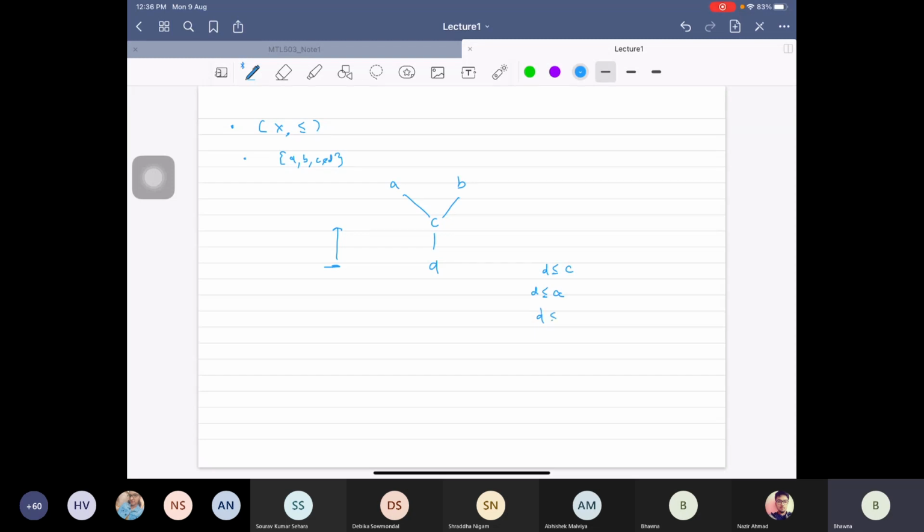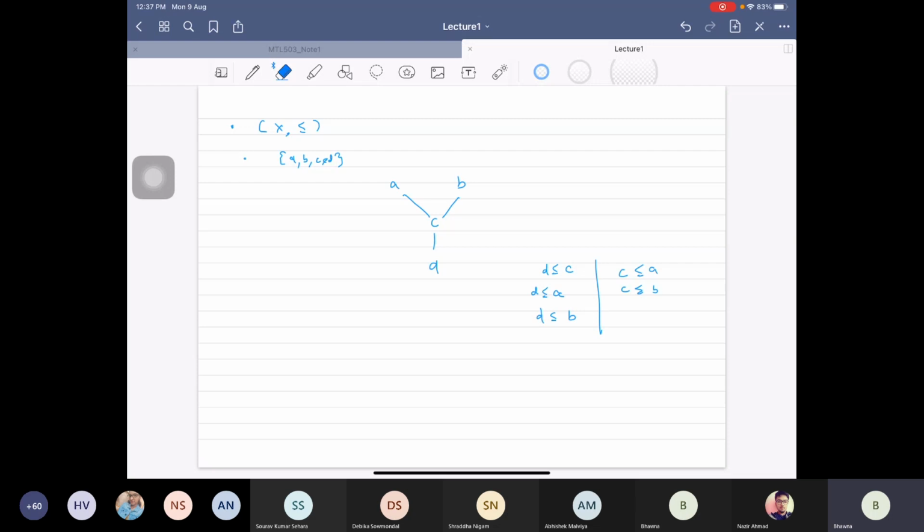Okay, D is less than or equal to B, and C is less than or equal to A, C is less than or equal to B. So if you see, finite posets are easy to denote by diagrams. In this diagram, you see A and B are not related, but we still have some sort of ordering in the set X.